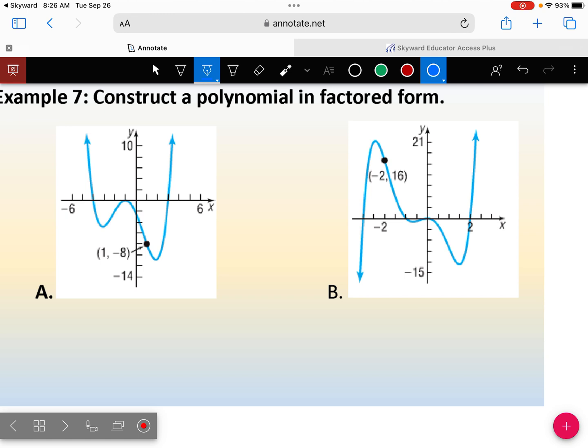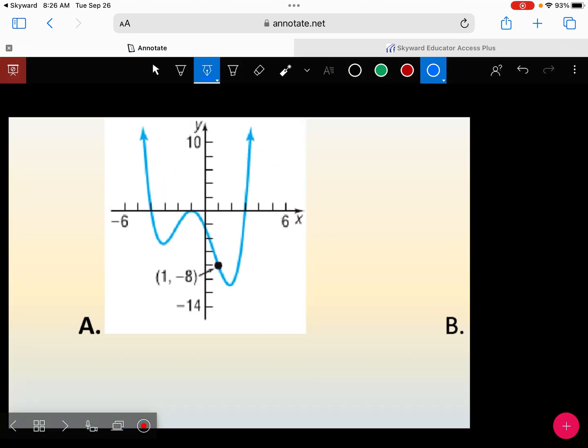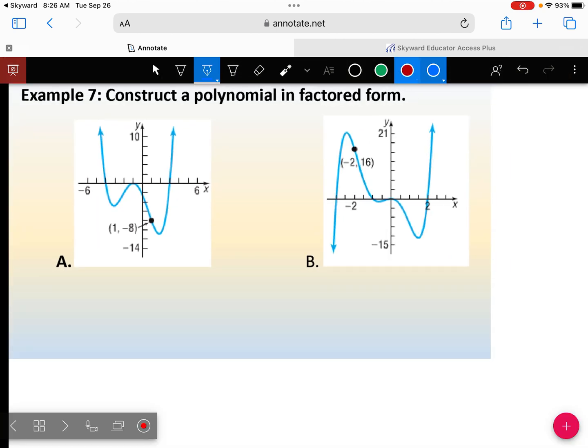All right, so we're going to write an equation for these 2 graphs. So first question first, let's look at A. Is it even or odd? Even. How do we know it's even? We've got 2 arrows pointed up. Also, I want you to notice that this says factor form, which is way easier than standard form. So that means we don't have to multiply it out. We just need to write it as factors, which is a lot easier.